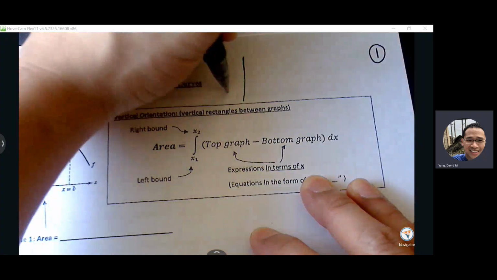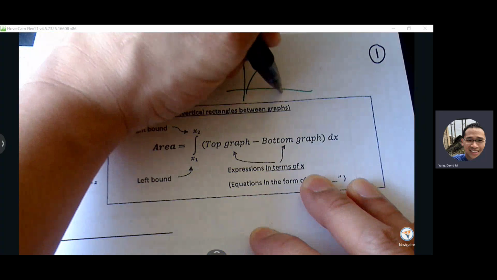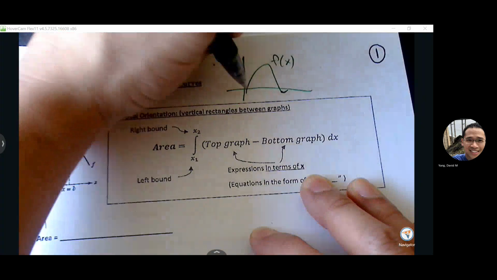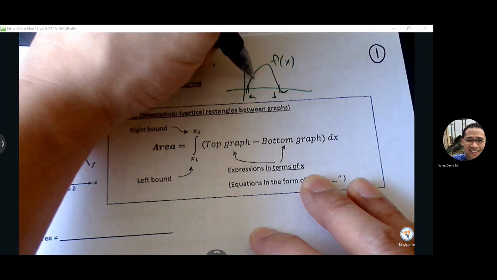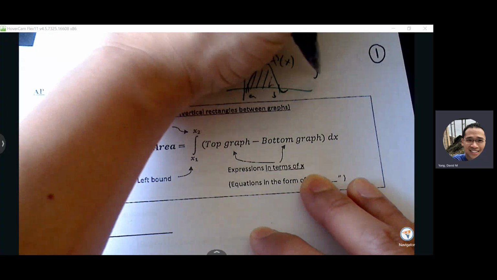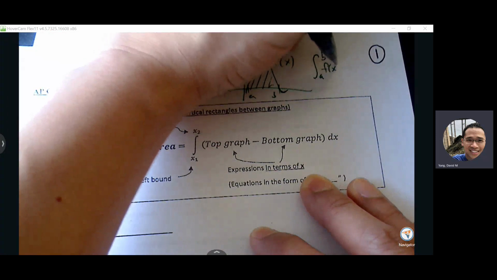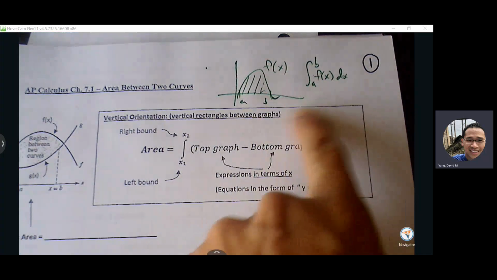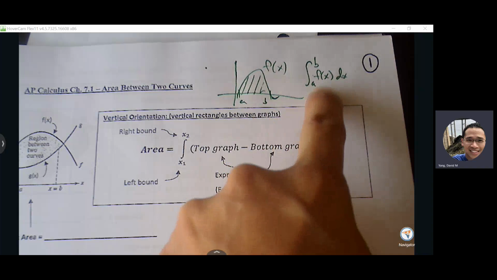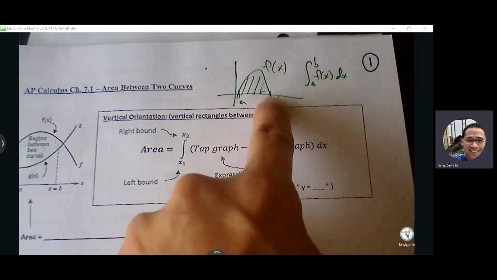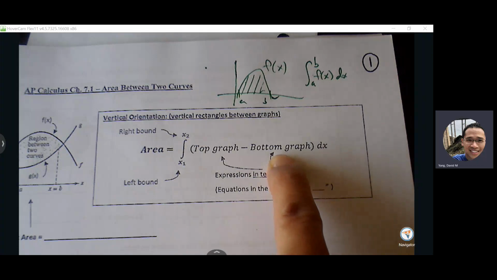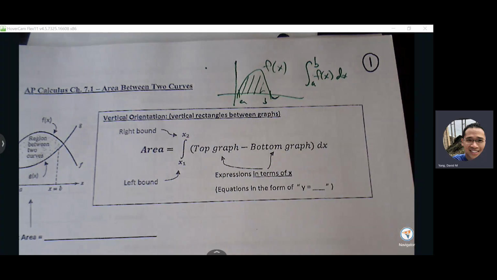So maybe a graph looks like this. And we'll say, oh, it's the integral from a to b of f of x dx. Now, that will tell us the area of that region. Now, what we've been leaving out is it's the top graph, which is f of x, minus the 0 graph, which is the x-axis. Okay. But now we're going to be having a bottom function that's something other than the x-axis. So we're going to be including that.